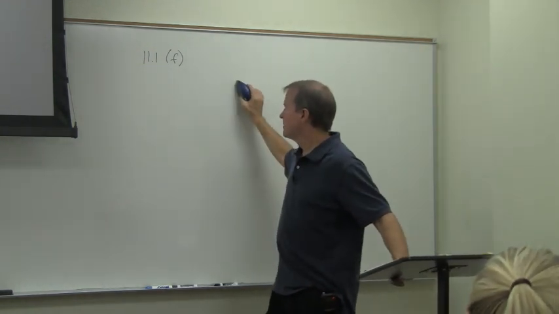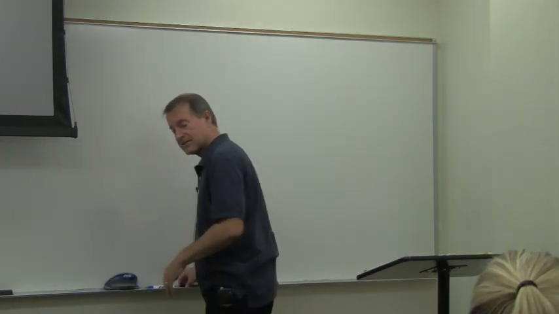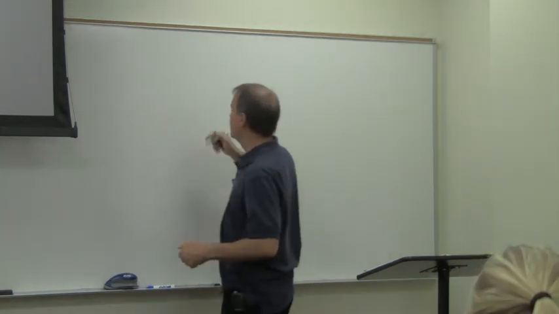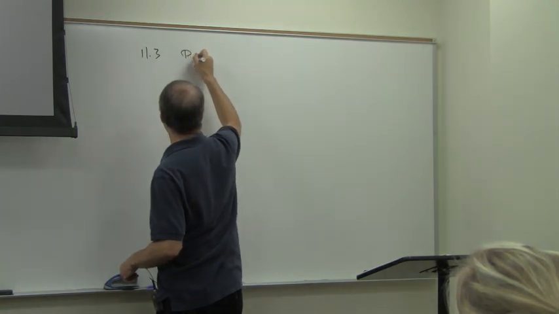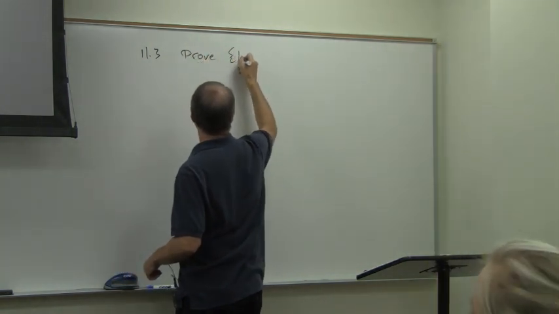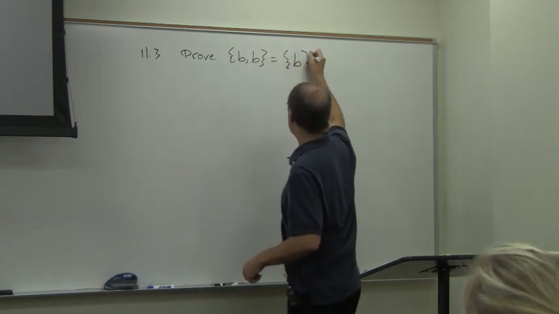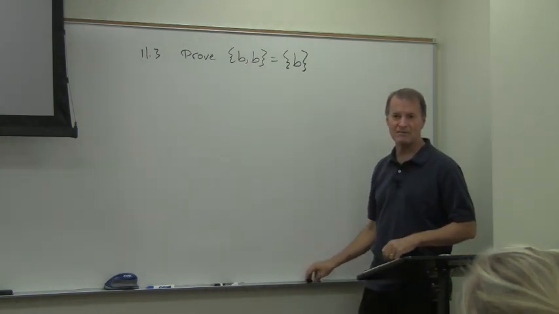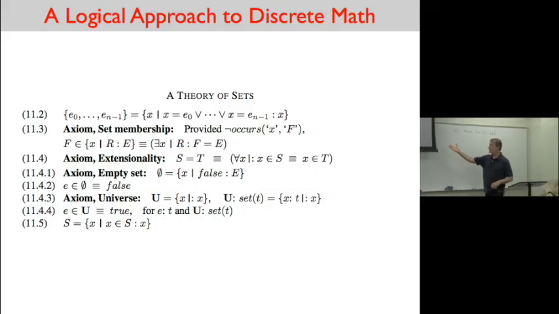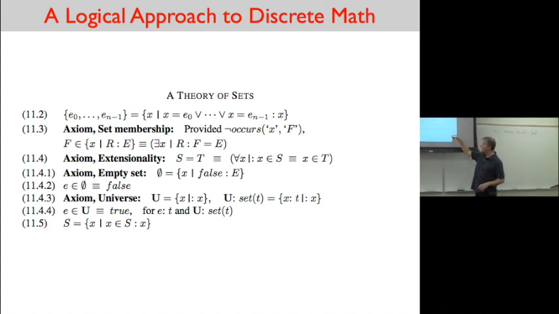And then for 11.3. Do you want us to prove it just like a normal proof? Yes, 11.3, you're supposed to prove that the set BB equals the set B. What I recommend is that you start with the left-hand side. What terms are we allowed to use? Well, here they are. I think the only thing you need is 11.2.